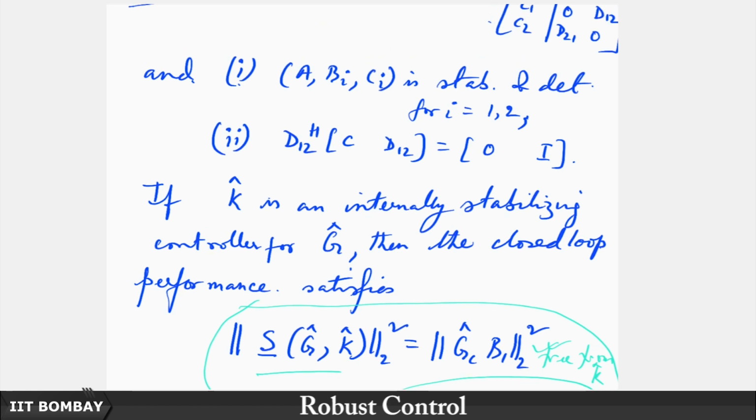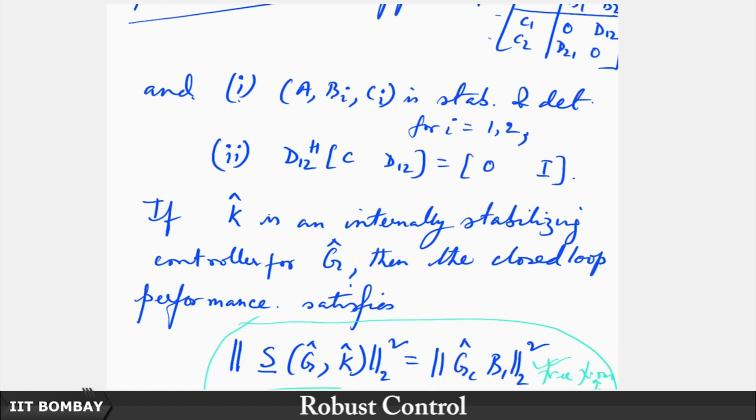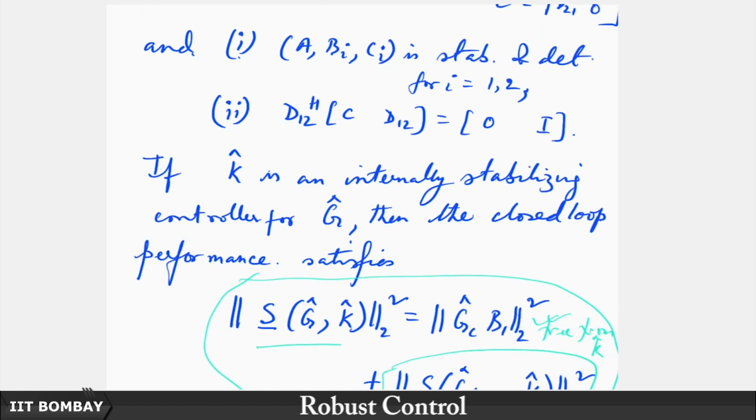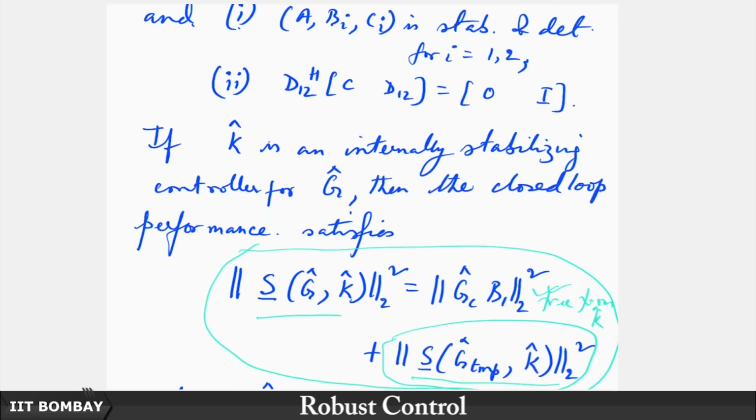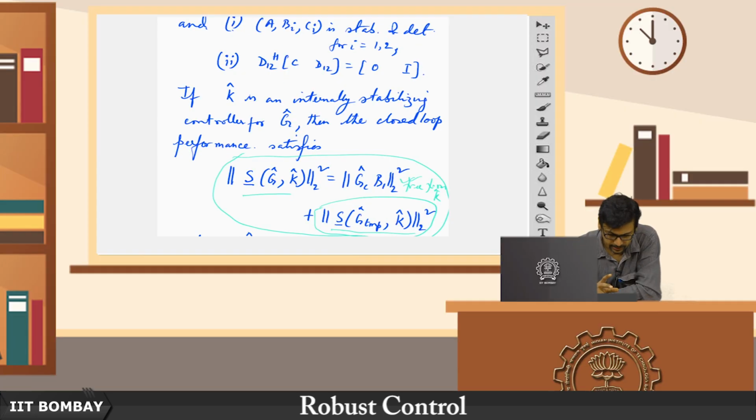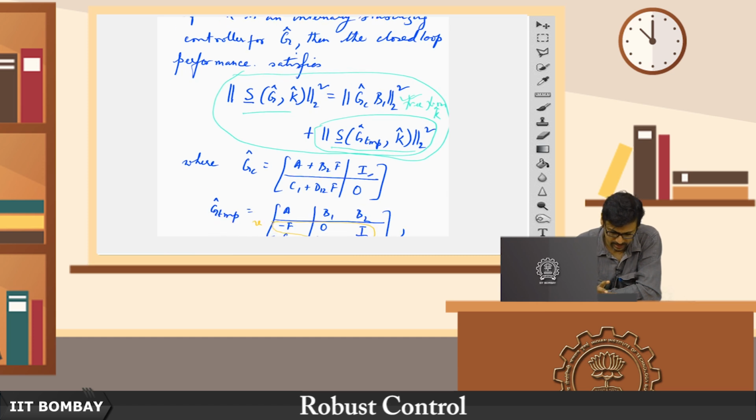So if these are the conditions that are met in general, then we can design some controller K hat, which is an internally stabilizing controller for G, and the closed loop performance then satisfies this equality, right, and this equality follows from some orthogonality of the subspace with which we are concerned, right.